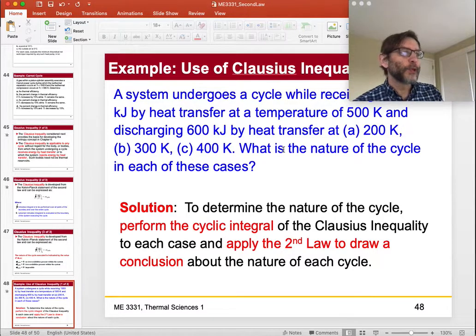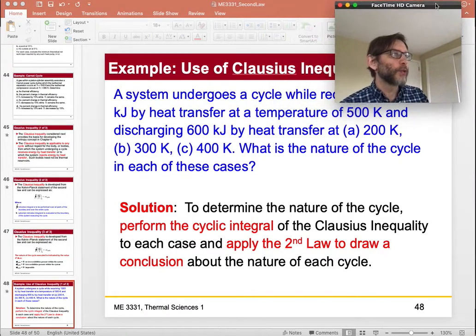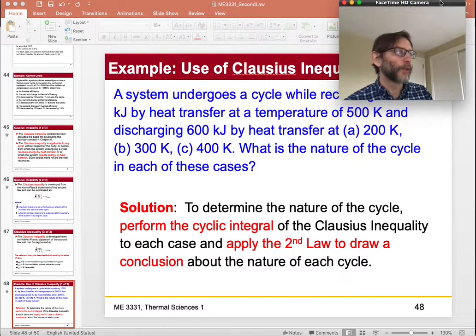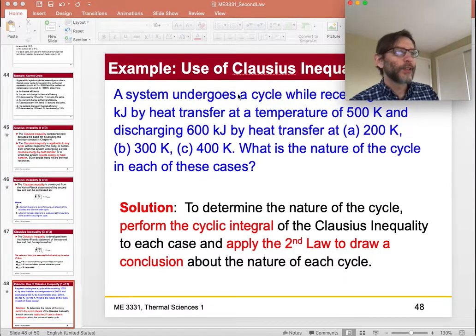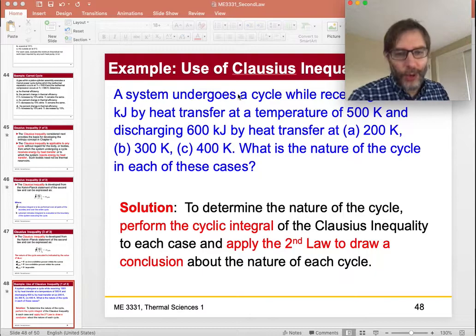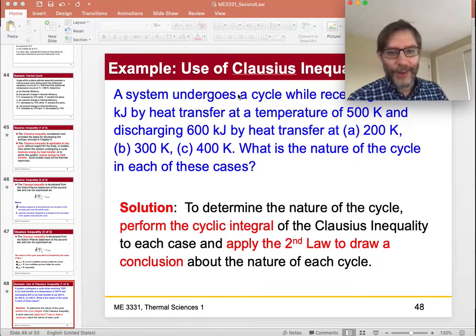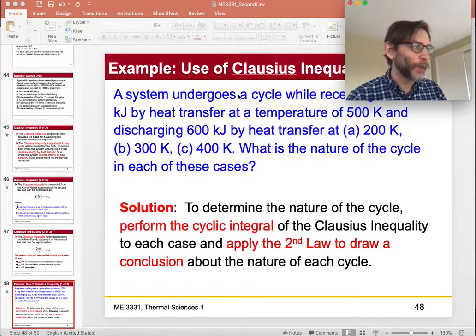This system undergoes a cycle receiving 1,000 kilojoules of heat transfer at a temperature of 500 K, and discharging 600 kilojoules by heat transfer at different temperatures: A 200, B 300, C 400. What's the nature of the cycle? That's kind of a weird question. The nature of the cycle is: is it reversible, irreversible, or impossible? That's really what they're trying to ask, right?